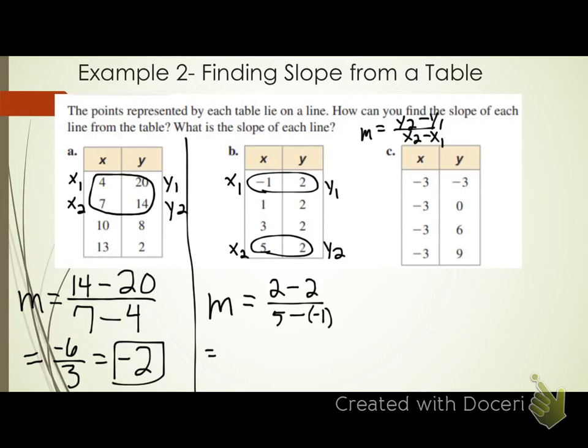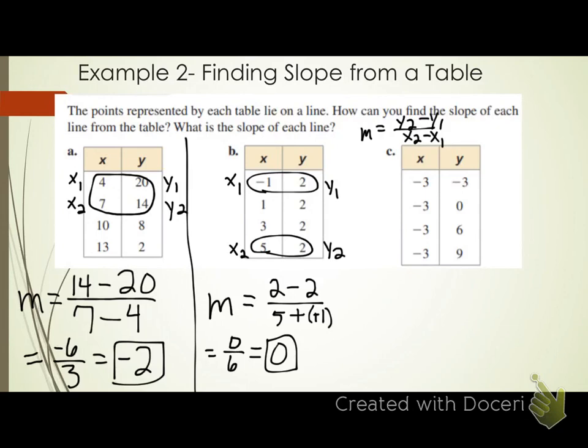2 minus 2? 0. Two negatives right next to each other make a positive. You could say stay, change, change. 5 plus 1 gives me? 6. 0 divided by 6 gives me? 0. The slope of this line is 0.